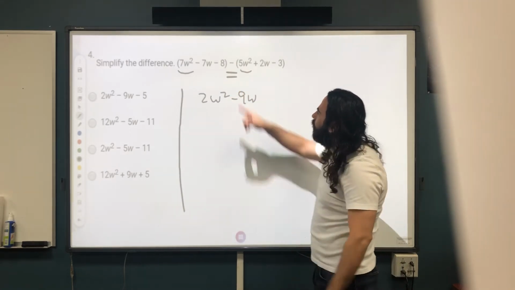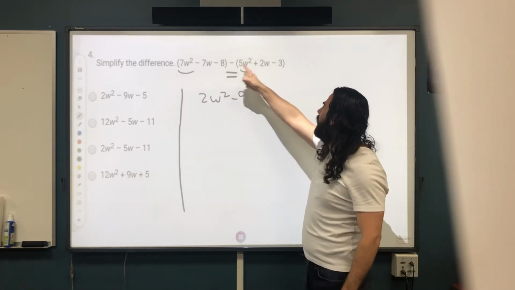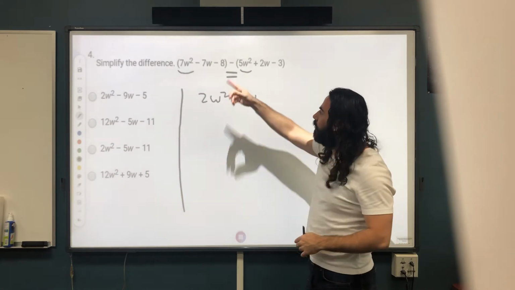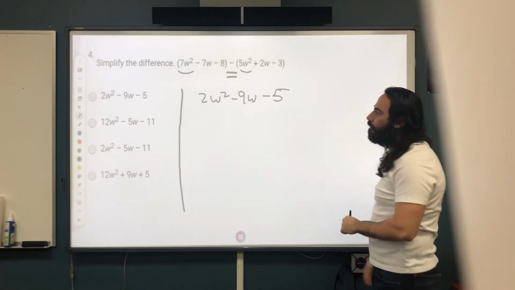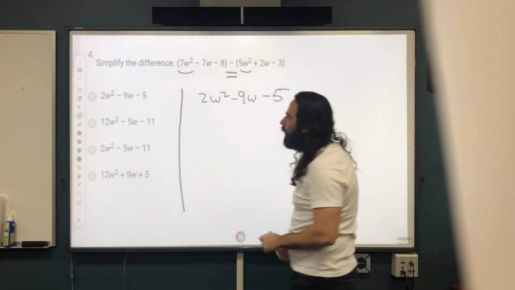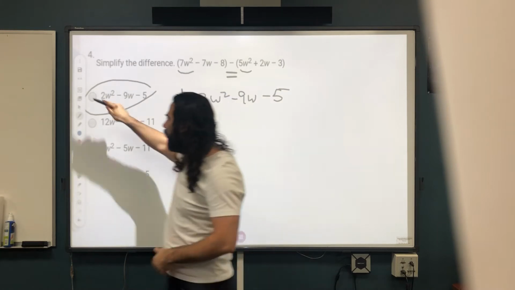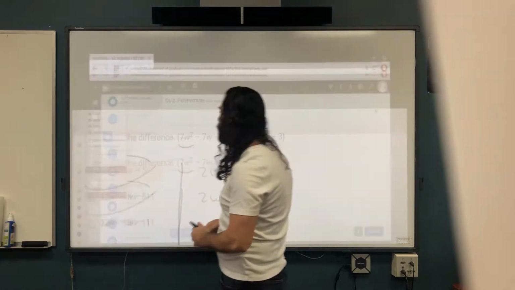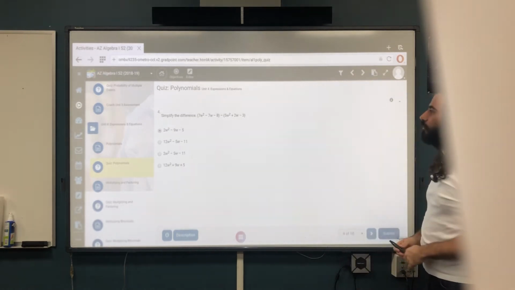And the last one, we have the negative 8 and the negative 3. Because we have a negative, it's going to be negative, negative, which makes it positive. So it's going to be negative 8 plus 3. It's going to be negative 5. So negative 5, the answer would be the first one. That is it, guys. It's all about adding and subtracting numbers.